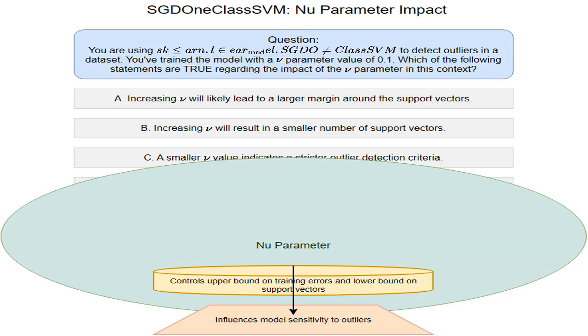I see that nu is a crucial parameter in the SGDOneClassSVM algorithm. It acts like a control knob, setting both an upper limit on the number of training errors and a lower limit on the number of support vectors that the model uses. Think of it as setting a limit for how many data points the algorithm can misclassify as not outliers, and a lower limit on how many points form the boundary. This directly affects how sensitive the model is to outliers. A higher nu means you are telling the model you expect more outliers.